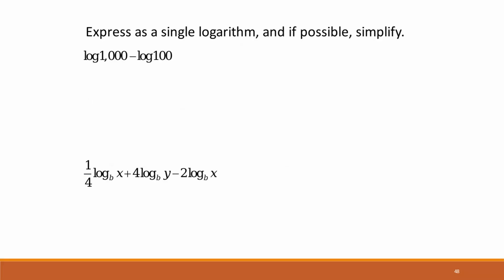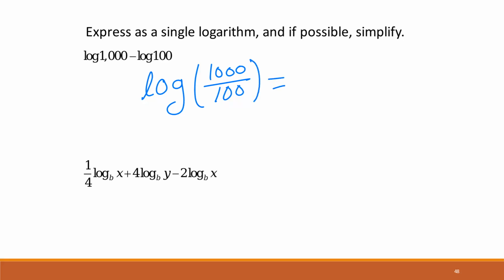So if we want to express this as a single logarithm, we would look at this and we see we have log of 1,000 minus log of 10,000. So we have that minus, which means we have log of 1,000 over, I said 10,000, but it's 100. So then that would be the same thing as saying log of 1,000 divided by 100, which would be 10.